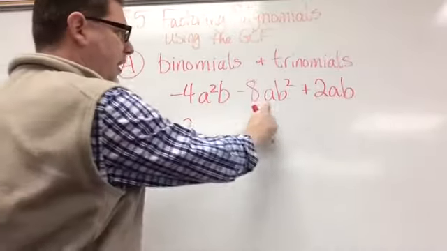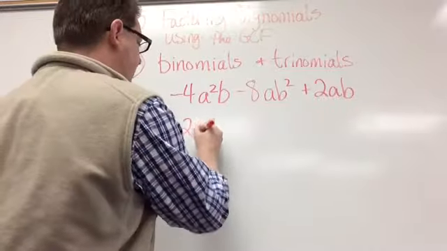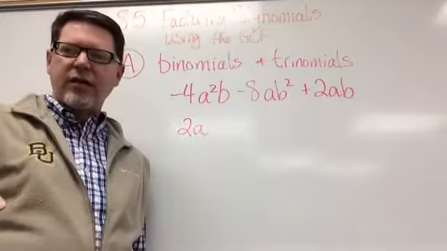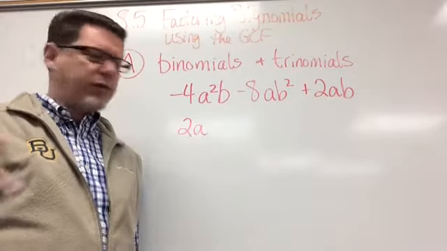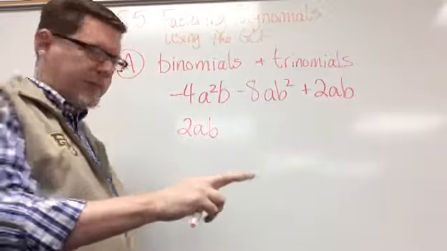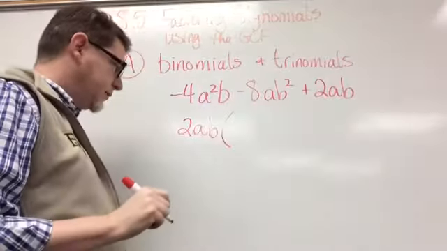So I have a squared, a, and a. And so the greatest common factor of my a's would be just a. And then I have b, b squared, and b. So the greatest common factor for my b's would be b, because it's the variable with the smallest exponent. So there's my greatest common factor of all three of those terms.